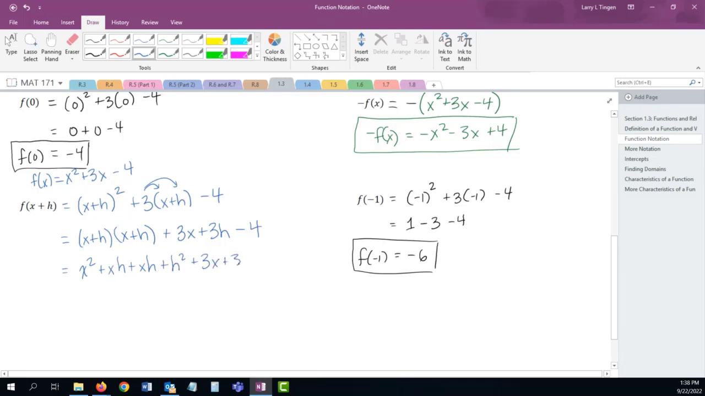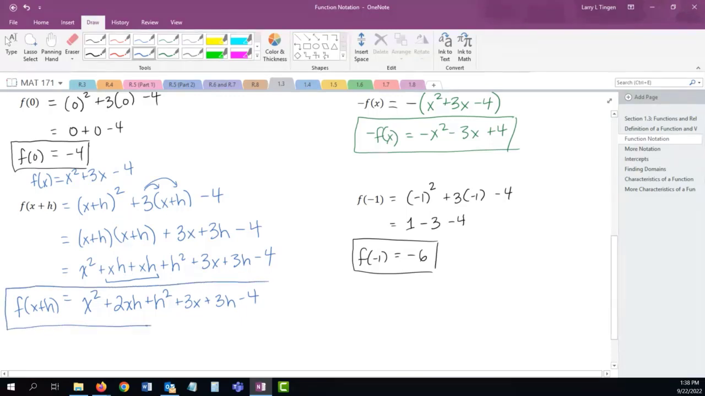All the terms I had, 3x plus 3h minus 4. And then anytime you multiply a binomial, the two middle terms tend to be like, so you can combine like terms here and get 2xh plus h squared plus 3x plus 3h minus 4. It's hard to believe that there's nothing in here that's like, but there's not. There's nothing left to do.